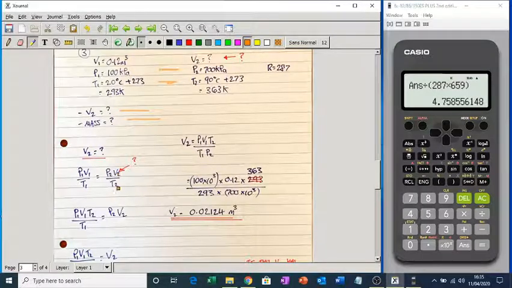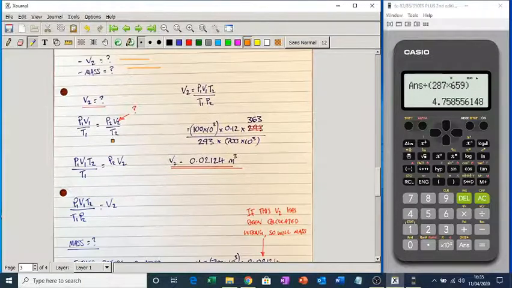Got to find V2, so I'll rearrange for V2. I'll bring the T2 up to there. There he is. And then I'll bring the P2 down to here. There he is. So V2 now is going to be P1 V1 T2 over T1 P2. Now, over to the numbers.